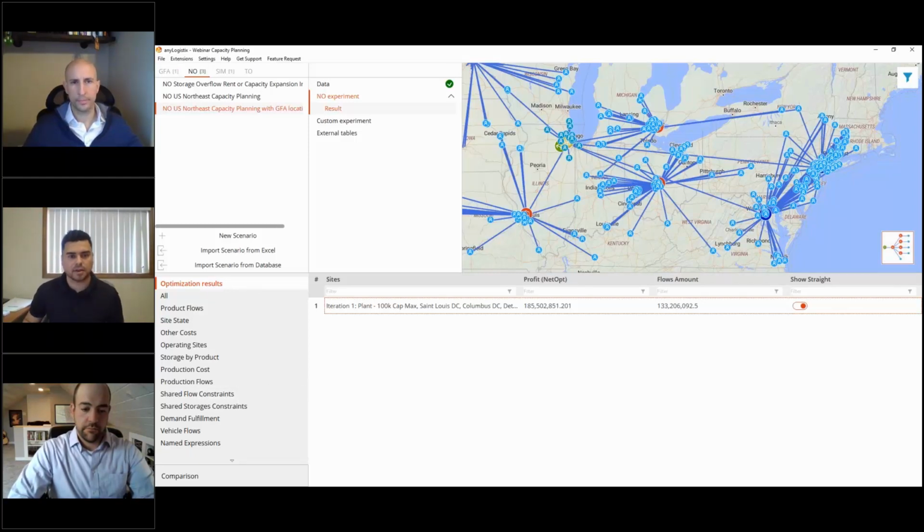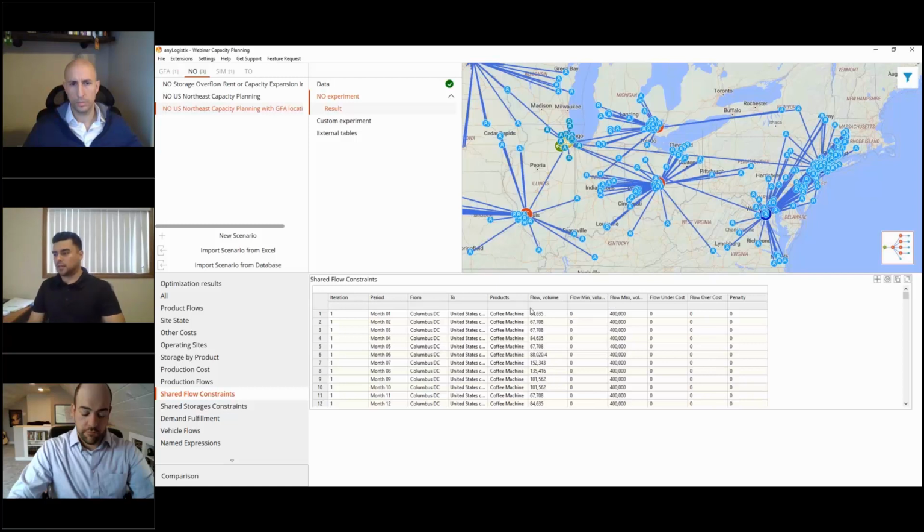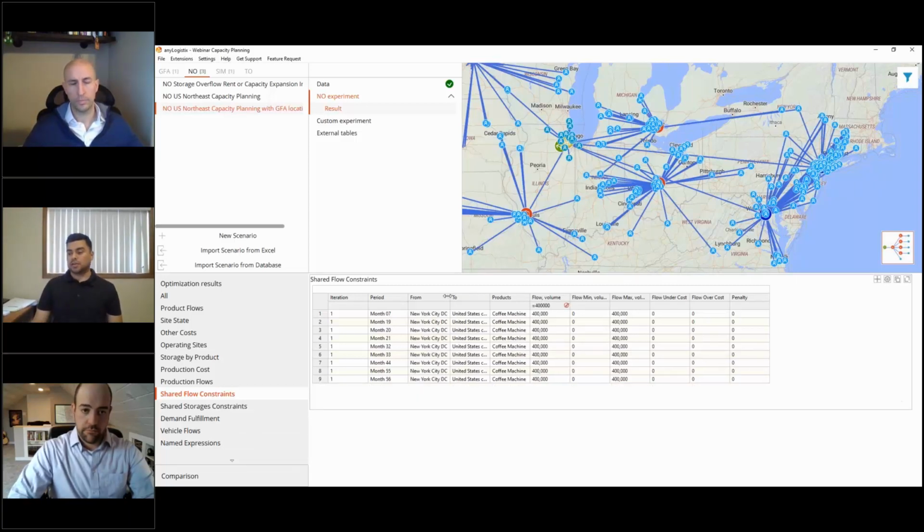Okay. All right. So let's make sure that it did fulfill everything, though. Let's do a quick check. Demand, I'm just going to sort it. Everything's 100%, so we're all good there. Let's take a look at shared flow constraints, and let's see if anything was maxed out. So I'm going to see if anything was at 400,000. And yeah, it was still New York City. So we did still hit a max, but our profit grew quite a bit, right? So this is definitely an improvement financially.